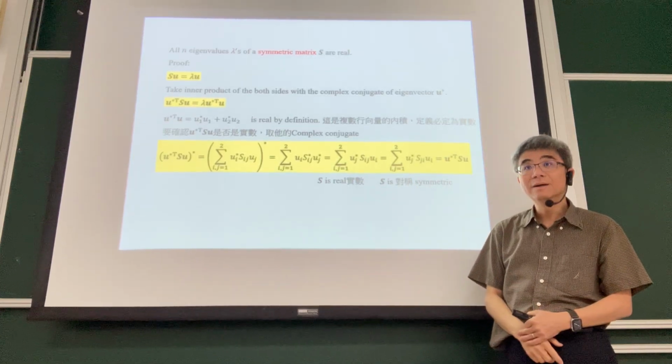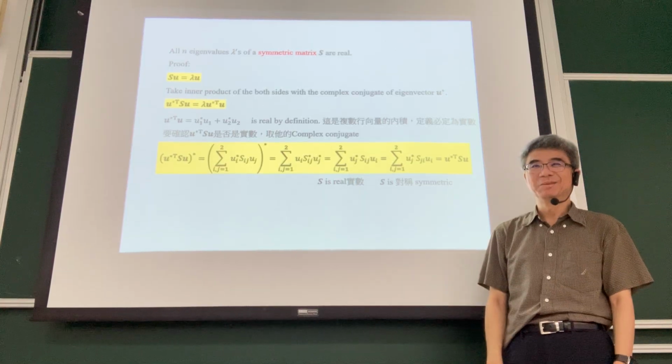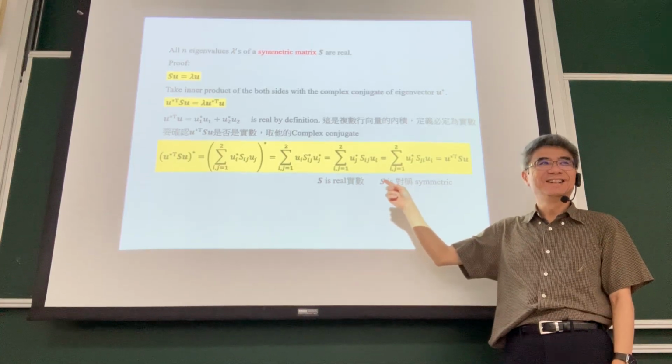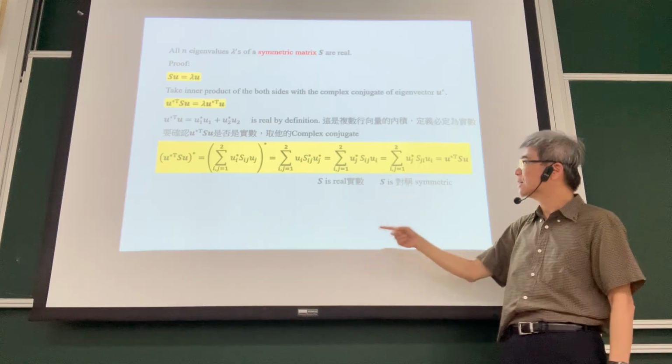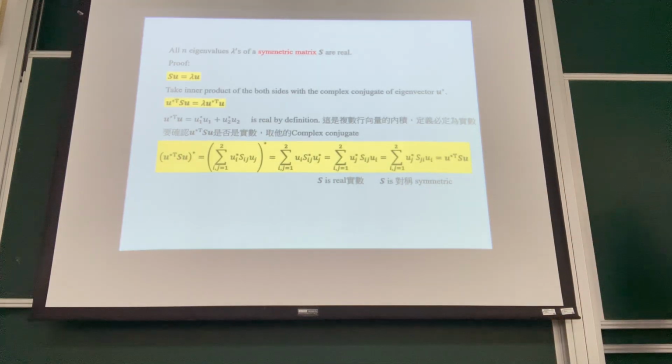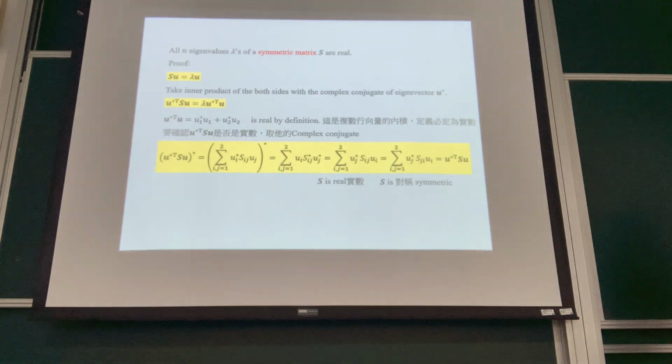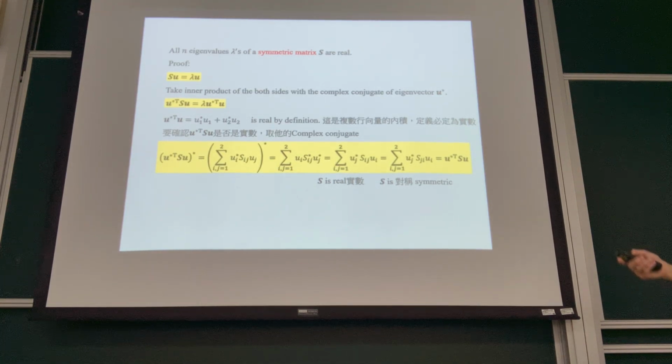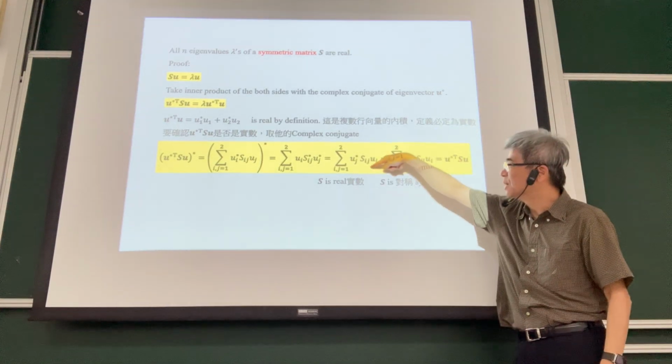Could I do that? The answer is yes, because it is symmetric. Because it is symmetric, Sij is equal to Sji. I can do that. That's the key of the whole proof. Remember I told you, this proof can only apply to a symmetric matrix. For a non-symmetric matrix, it's not true. So the key input is from here to here.